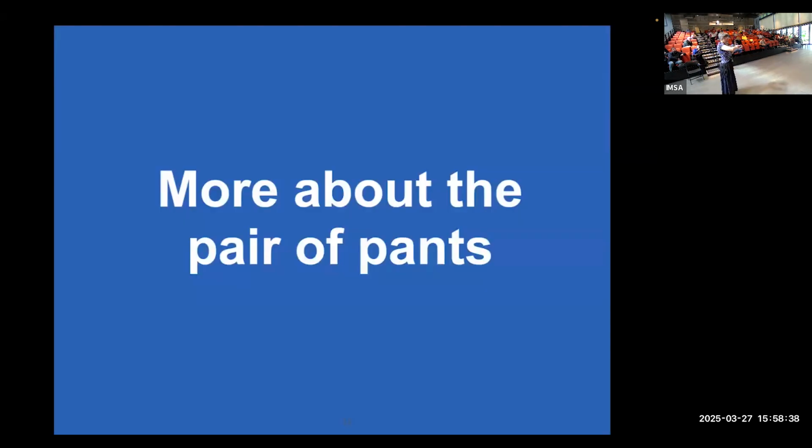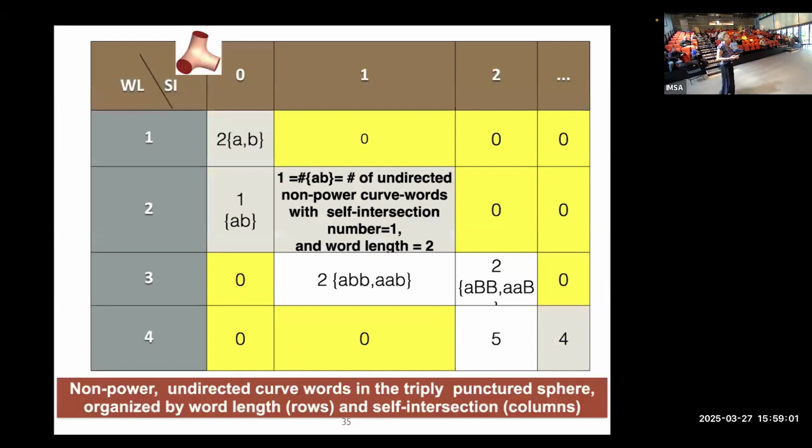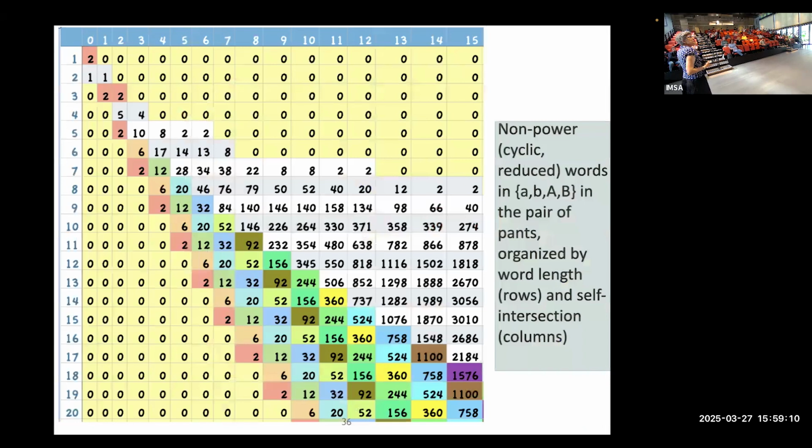Oh my gosh. Okay. Well, I want to talk about two more things and then try to go to the Goldman bracket. So I played the same game, now this table is about the pair of pants. I'm counting curves in the pair of pants, which is a very special surface. Again, the column is the intersection number, and the rows give you the word length. And this is what you get.